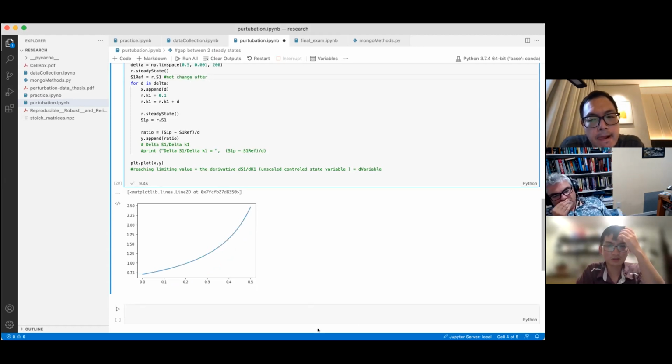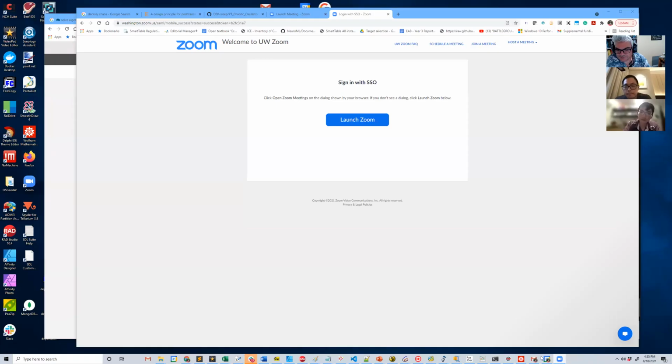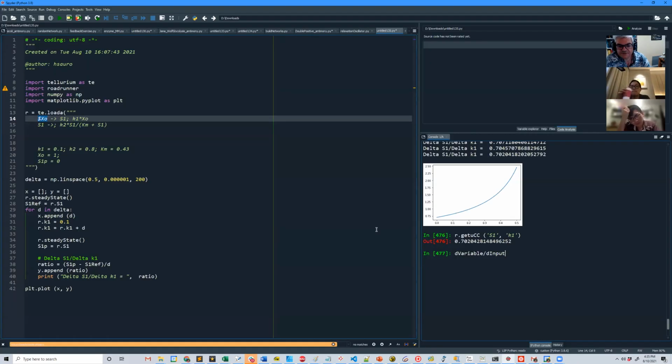Okay. So people use these derivatives for all sorts of things because it's useful to know how the pathway responds to changes in inputs. It's the kind of thing you want to know if you're doing drug targeting or metabolic engineering. All right. Now let me go back to my one then. So I was showing you that tellurium and most of the well-known simulators have these all built in. They'll have a function to compute these derivatives for you.